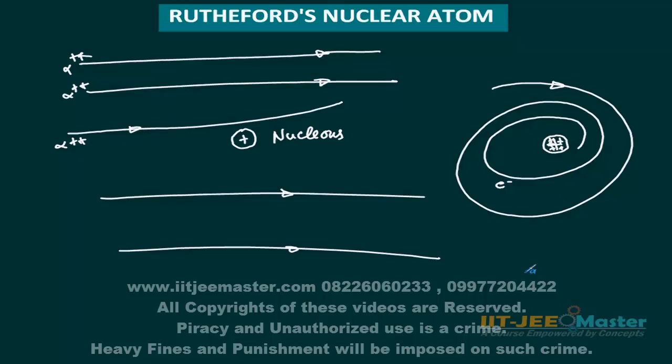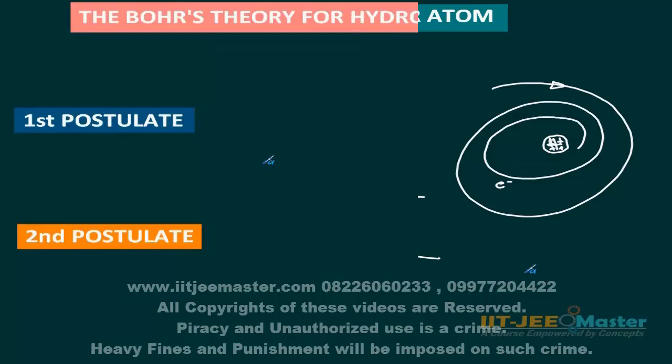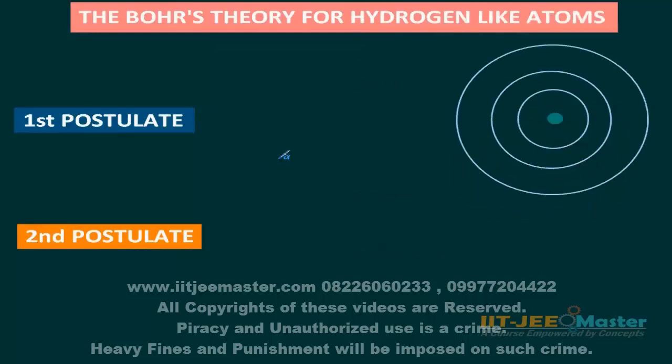So after that, which theory came? Let us see that. Bohr's theory of hydrogen-like atoms. It was Niels Bohr who proposed the new theory for the atom. Basically, he proposed the theory for hydrogen-like atoms. But for atoms more complicated than that, Bohr's theory was not applicable.